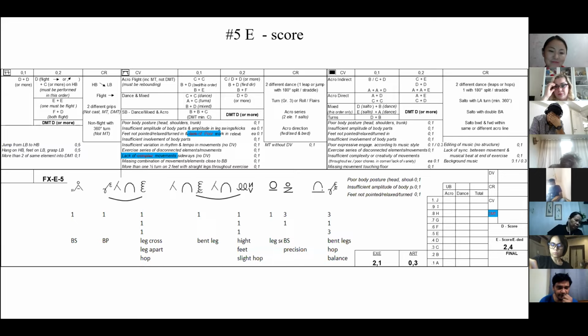Total 0.3. Execution 2.1. Total execution deduction 2.4.